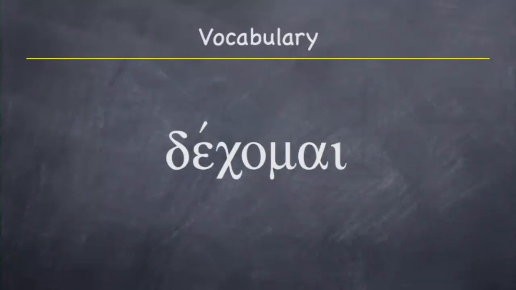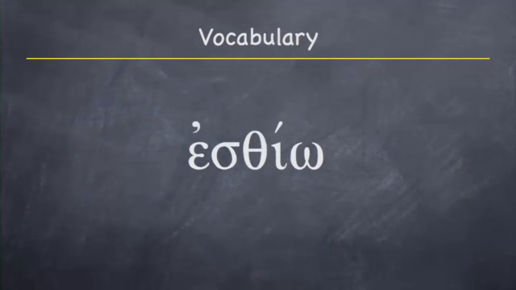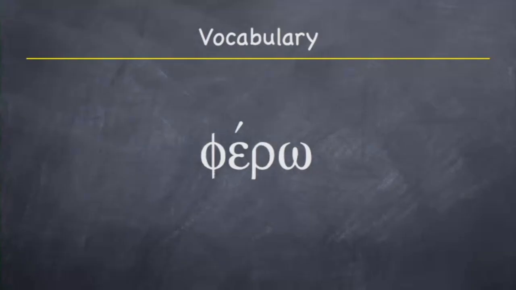Dechomai: I take, receive. Dokeo: I think, seem. Esthio: I eat. Pempo: I send. Phero: I carry, bear, produce.